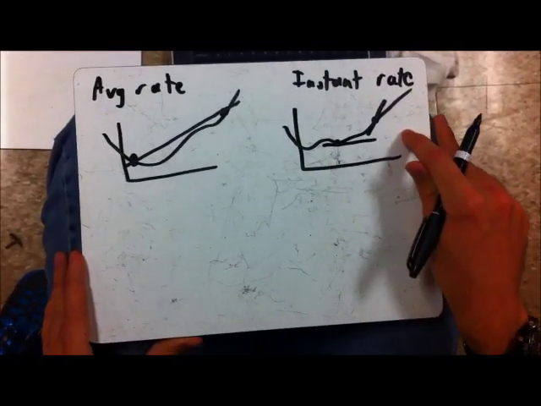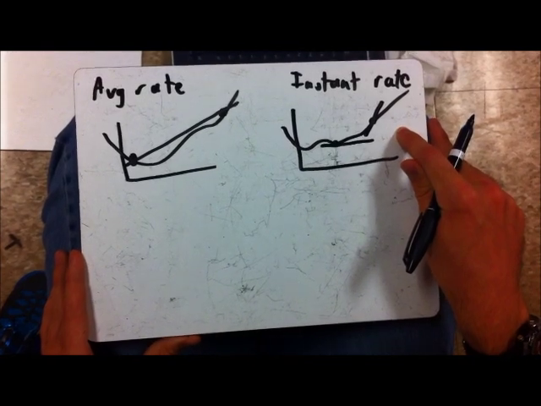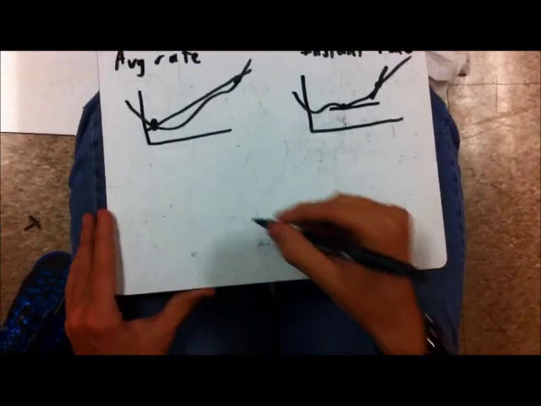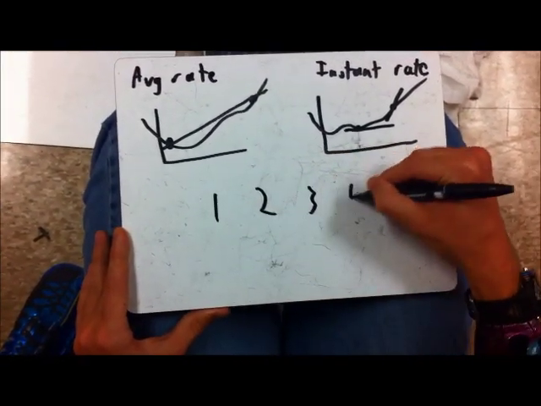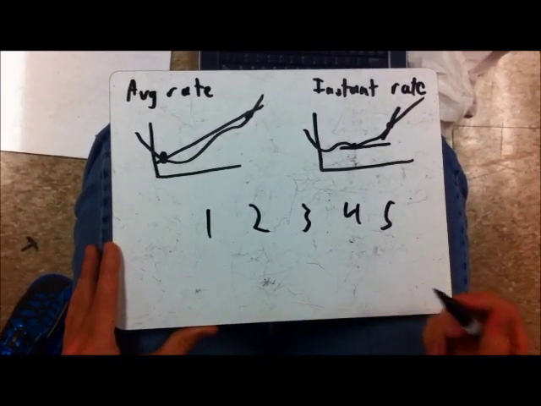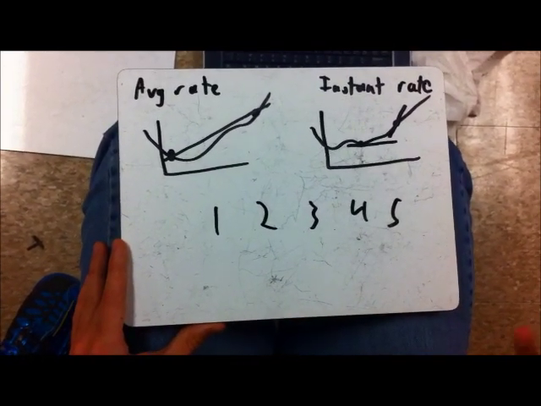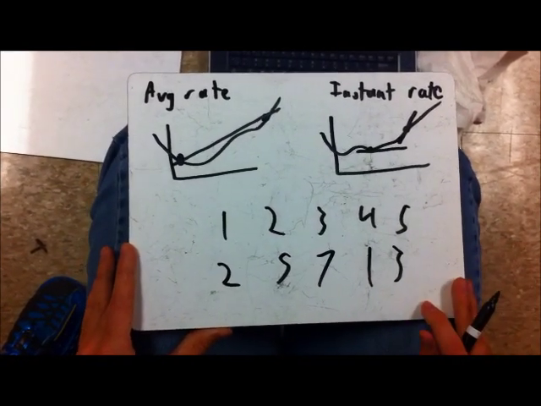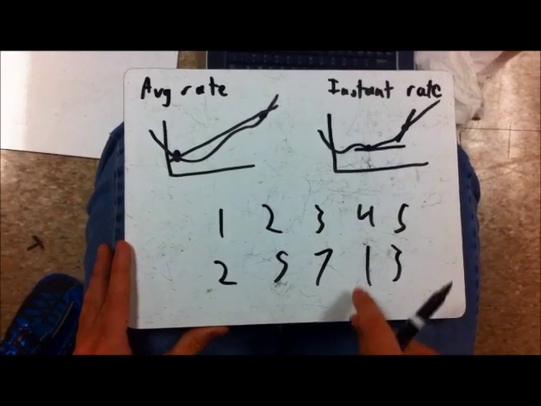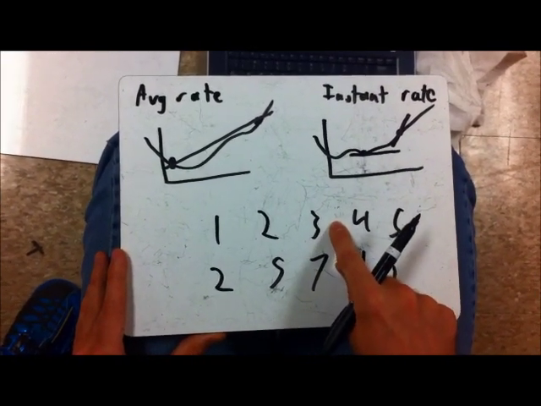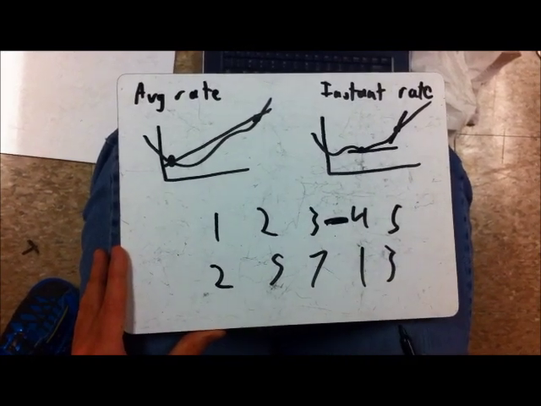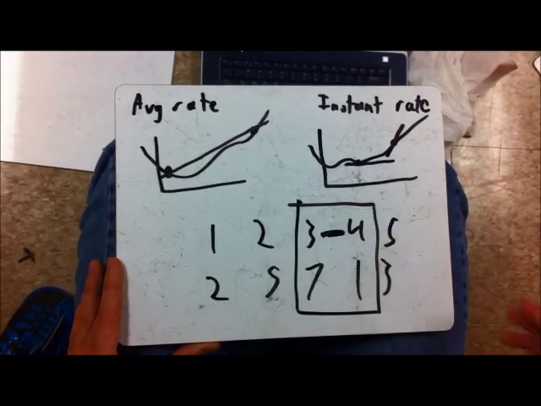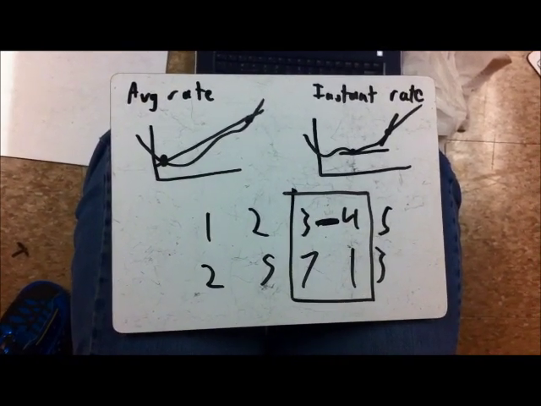In some problems, you won't have enough information to get the instantaneous rate of change, so you'll just have to make do with an average rate. For example, you'll have a table of say 1, 2, 3, 4, and 5 seconds, and you'll have positions, say 2, 5, 7, 1, 3. If you're looking for the instantaneous rate of change at 3.5, you won't be able to find it because there's nothing in between 3 and 4. So you'll just have to take the average rate of change between these 2 points. And now we're going to show you an example.